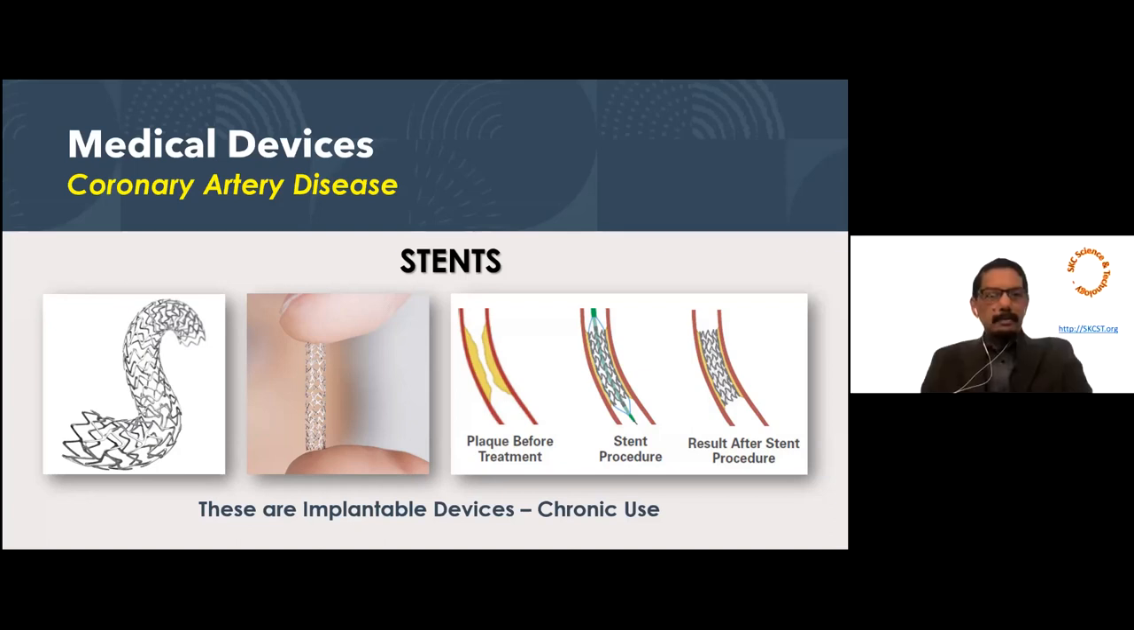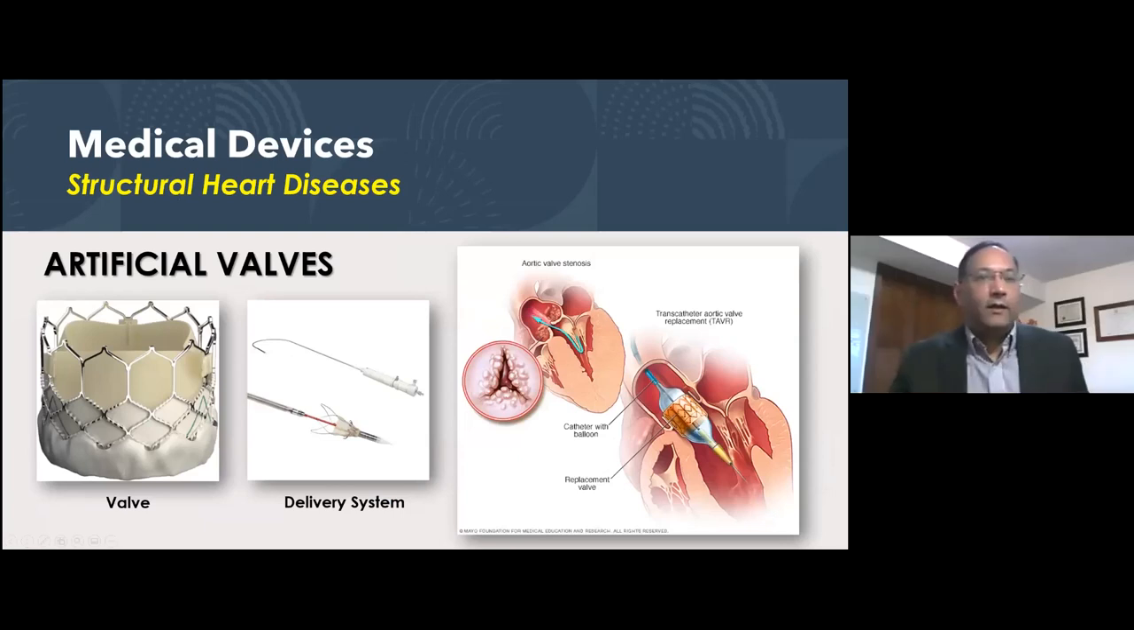Very good, thank you. Go ahead. All right, so valves. Valves is a huge area where there's a lot of innovation going on, and it's a complex issue.